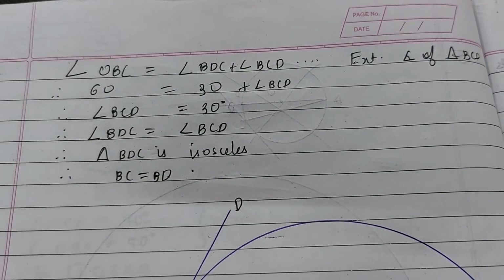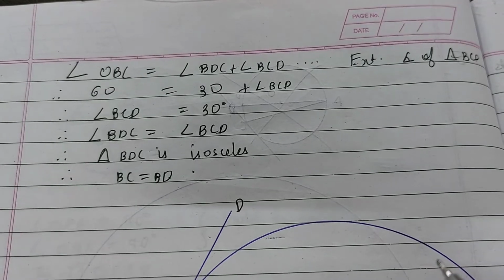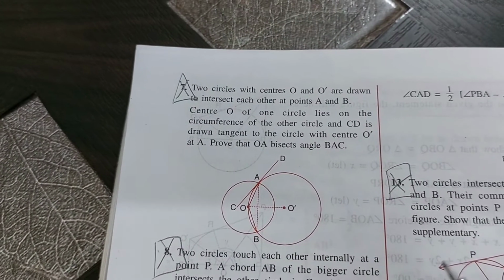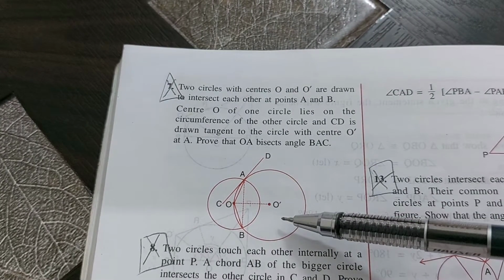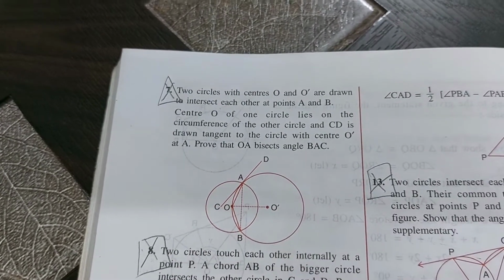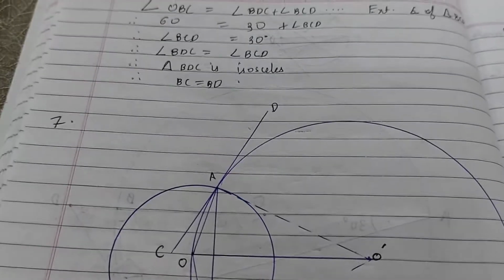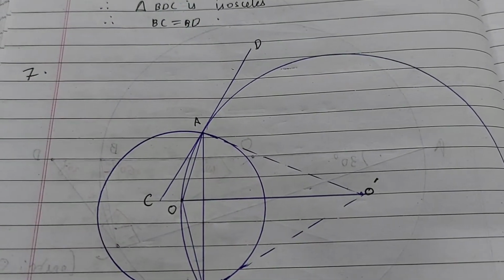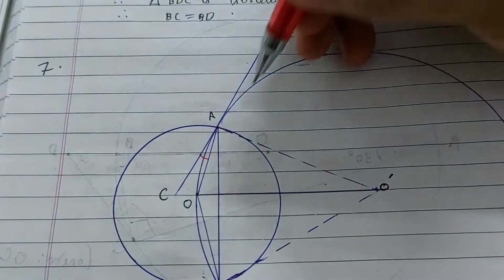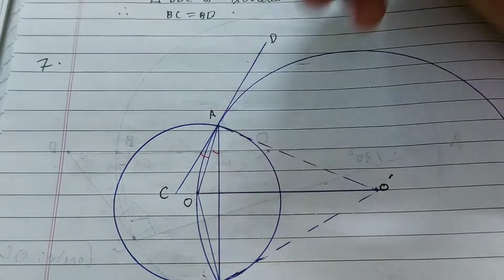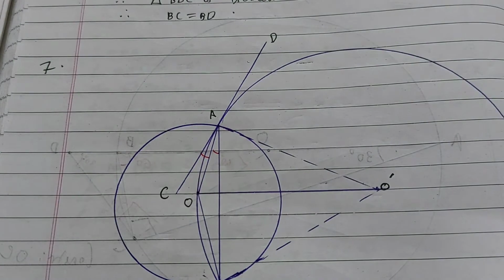Next, let's go for the 7th sum. The diagram is already given. We have to prove that OA bisects angle BAC. That means I have to prove that angle CAO is equal to OAB, this one. That's what I have to prove.